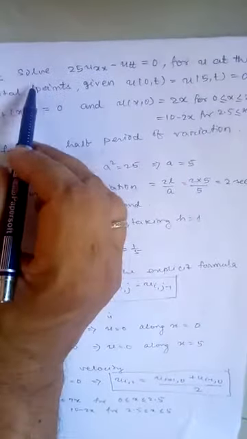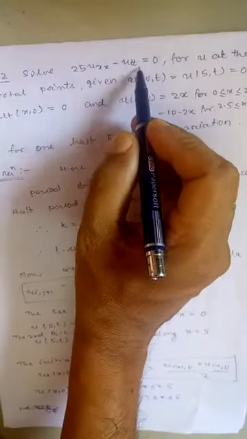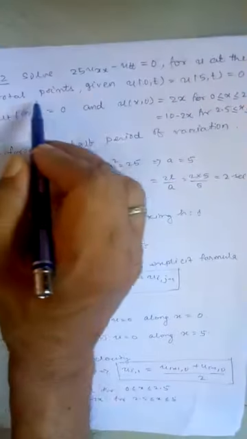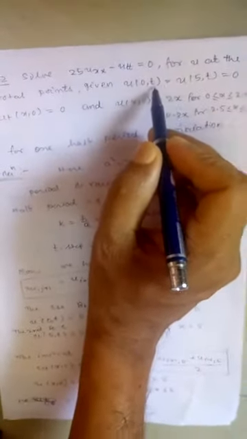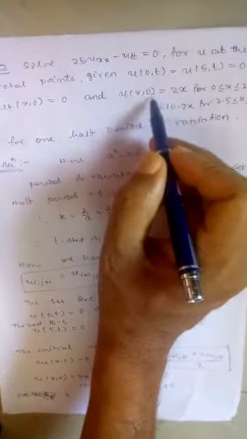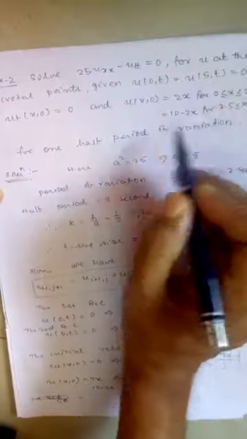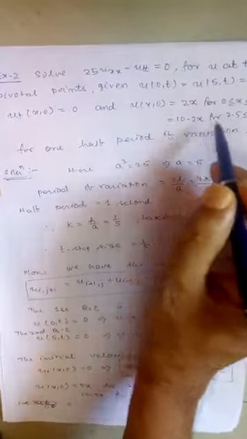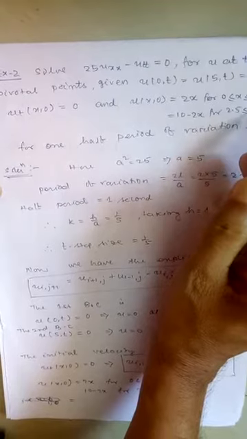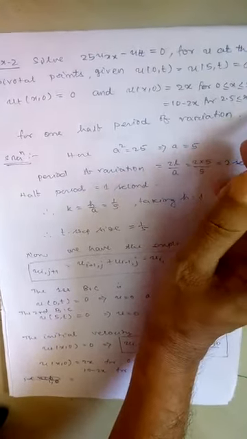So here we will take another example. Solve 25u_xx - u_tt = 0 for u at all the pivotal points, given u(0,t) = u(5,t) = 0, u_t(x,0) = 0 and u(x,0) = 2x for 0 ≤ x ≤ 2.5, and it is equal to 10 - 2x for 2.5 ≤ x ≤ 5. So the boundary condition is piecewise continuous.